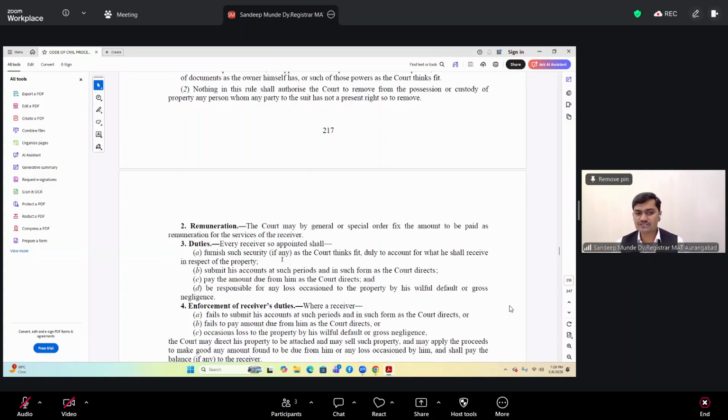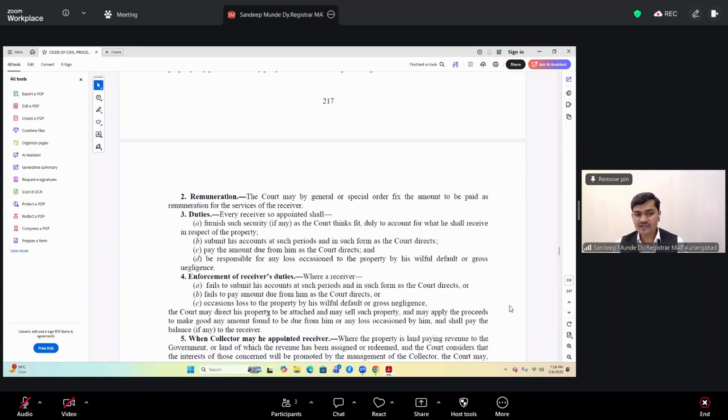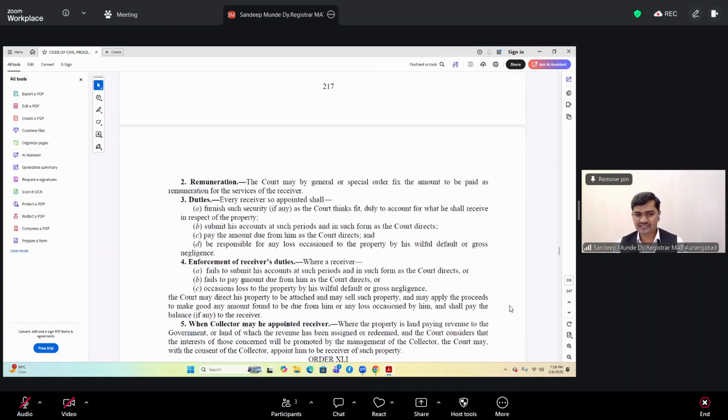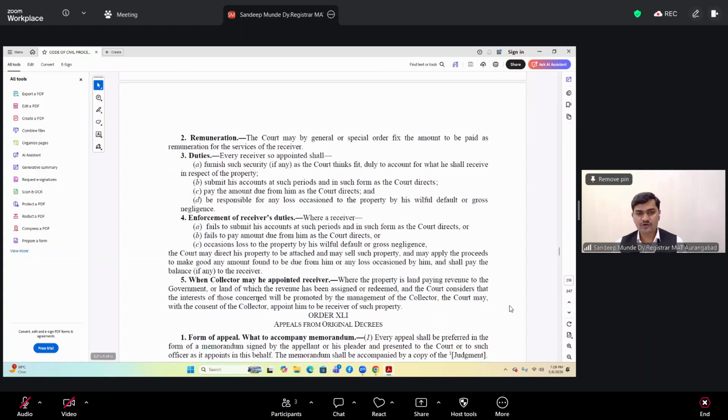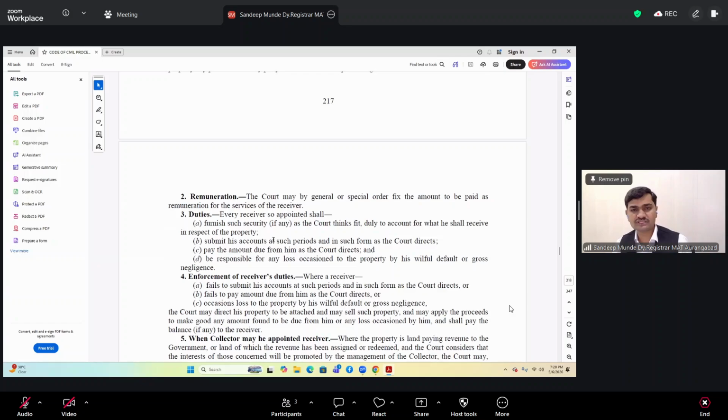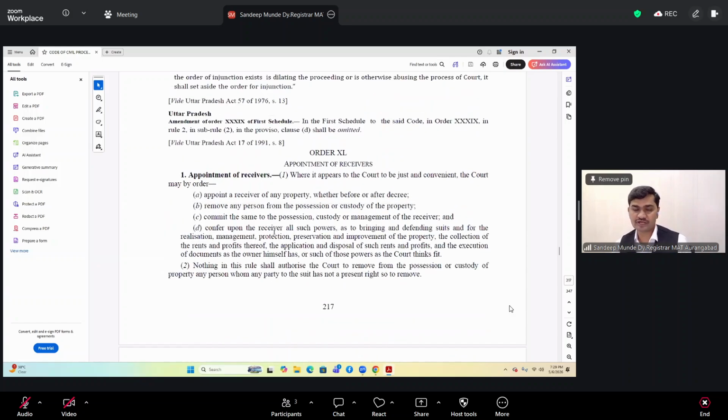Enforcement of the receiver's duty: where a receiver fails to submit his account, the court will hold him responsible for the loss. When will a collector be appointed as a receiver? When the property is land paying revenue to the government, in that circumstance a collector can be appointed as a receiver to the property by the court. These are the provisions with regard to the appointment of a receiver mentioned in Order 40.